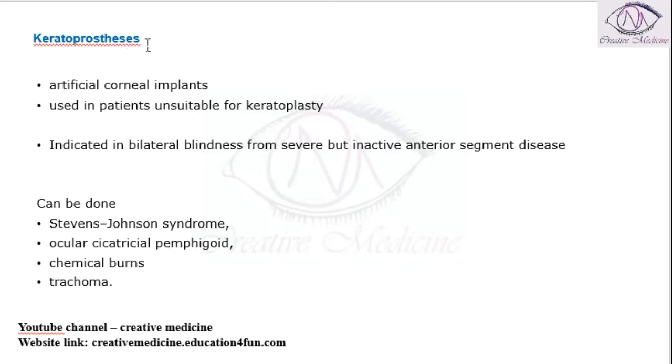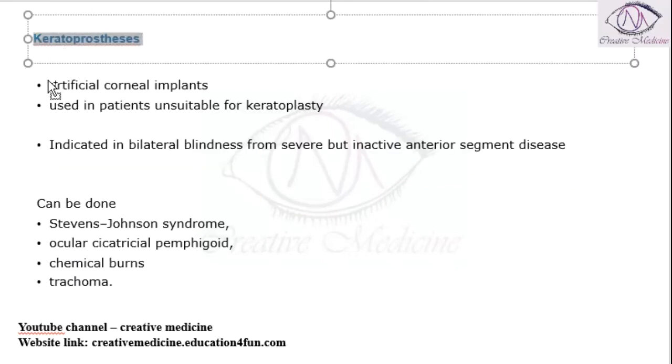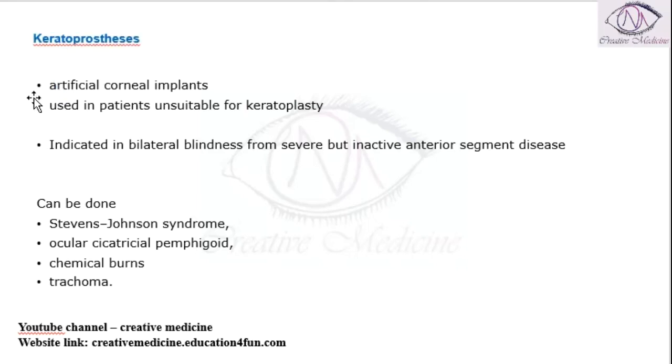So this is keratoprosthesis. It is mainly done in conditions where keratoplasty is not possible and there is severe disease.